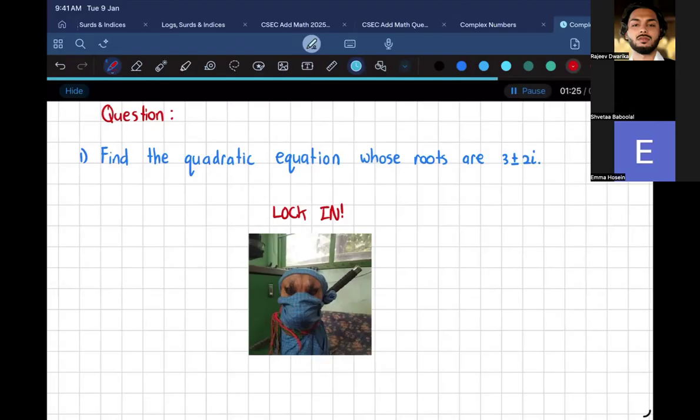So Emma, it doesn't matter which one you call Z1 and Z2, but what is Z1? What's the first root? 3 plus 2i. What's the second root? 3 minus 2i. Finding the product of the roots and the sum of the roots, using add maths. Sum and product of roots, and you get the answer one time. No problem.